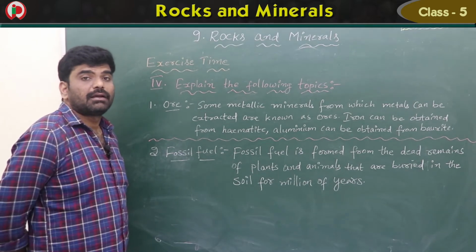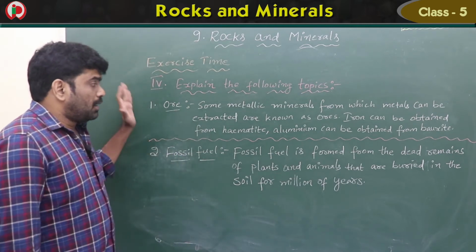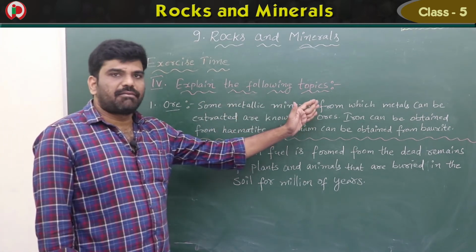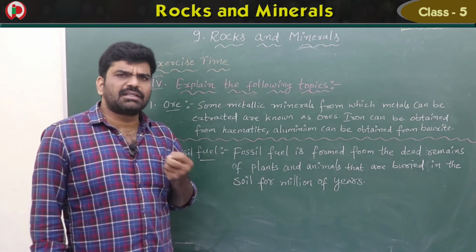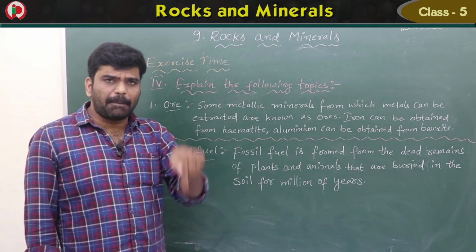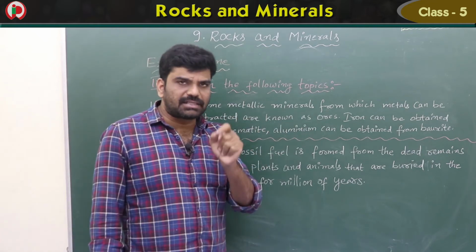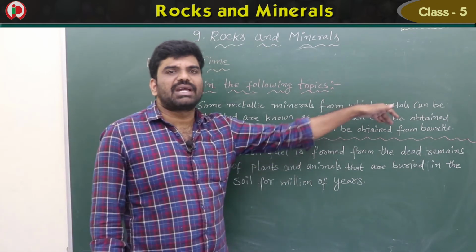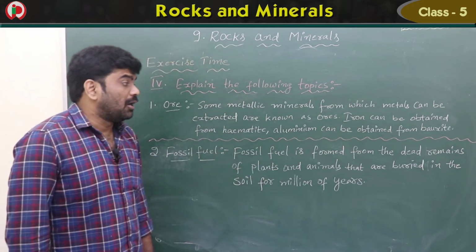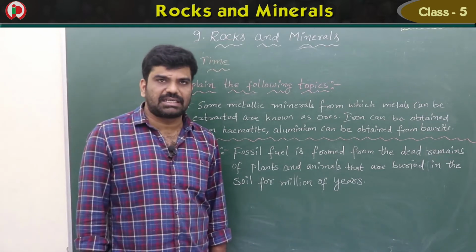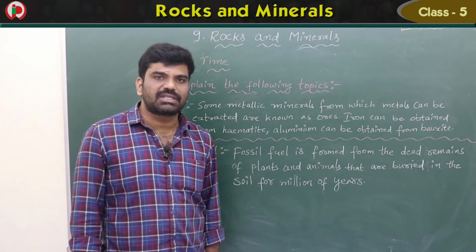Okay. Children, now let's see the fourth one. Explain the following topics. First one is ore. Some metallic minerals from which metals can be extracted. See children, the metals can be extracted from the metallic minerals only. Those are called ores. For example, iron can be extracted from hematite. This is a metallic mineral or ore. Aluminium can be obtained from bauxite. So aluminium is a metal obtained from an ore called bauxite.